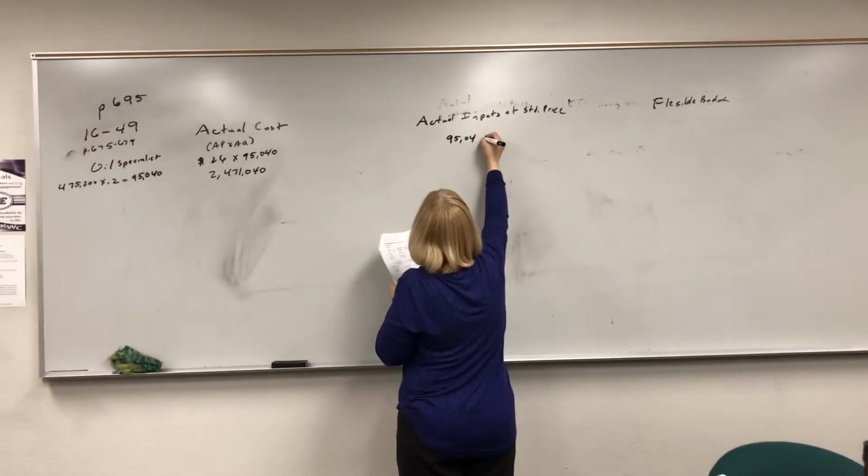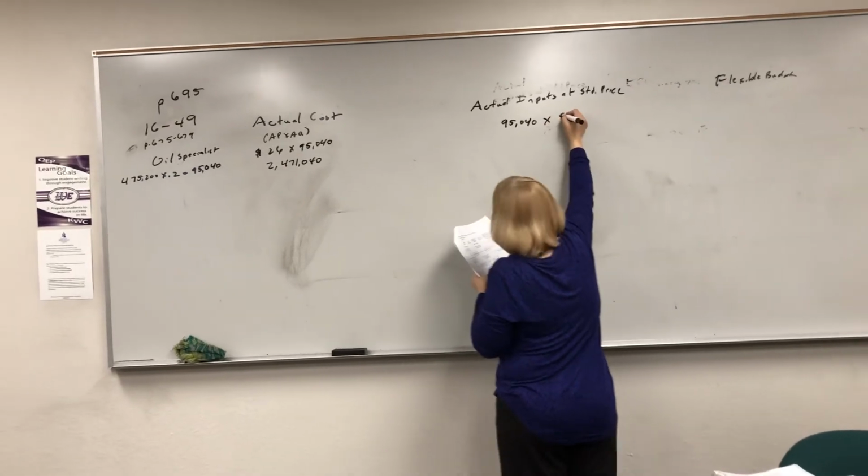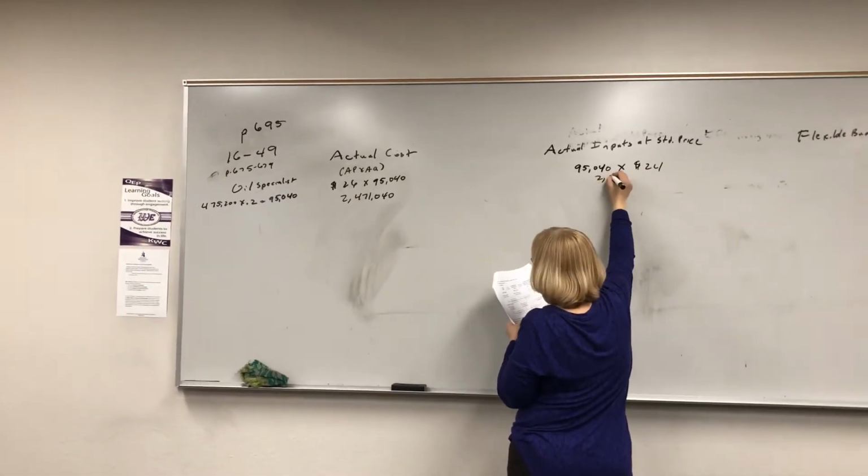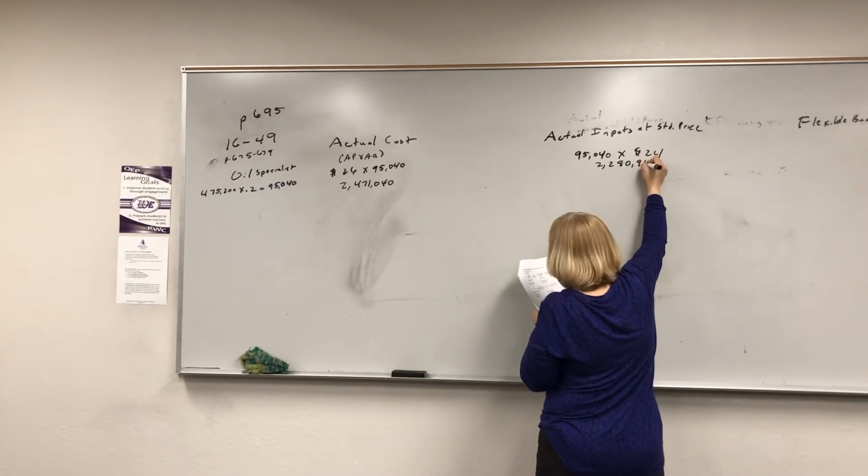Our actual inputs, which we just calculated, the 95,040 times our standard price of 24 gives us 2,280,960.